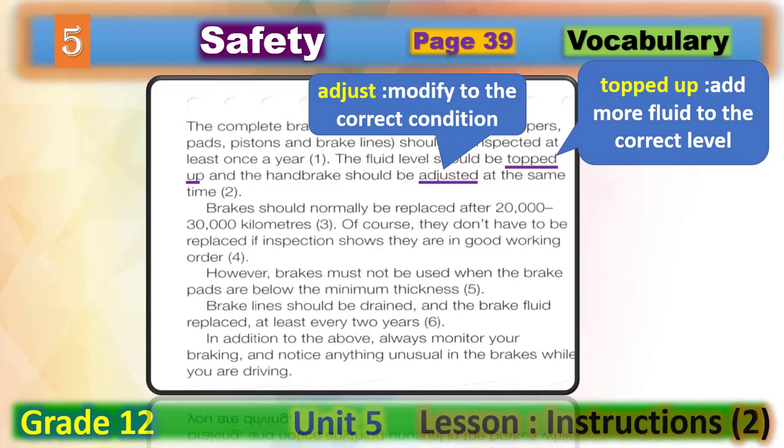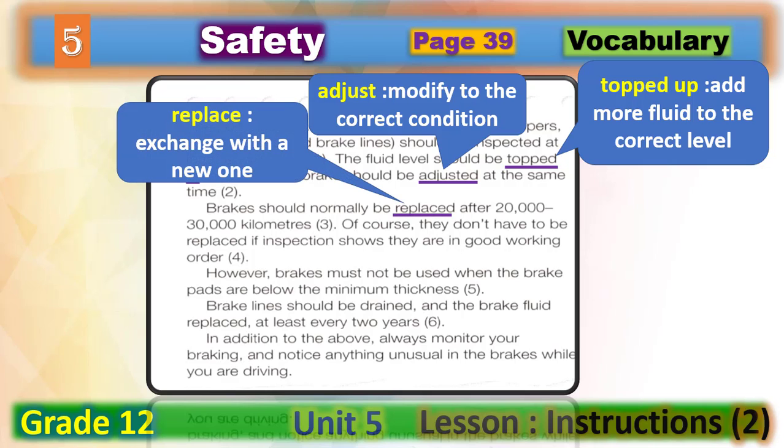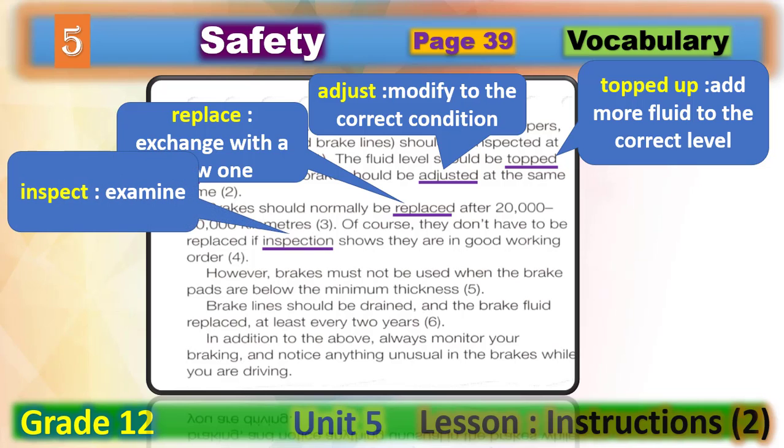Brakes should normally be replaced after 20,000 to 30,000 kilometers. Of course, they don't have to be replaced. Replaced means to exchange with a new one. If you want to replace something, you have to exchange it with a new one. Okay? Inspection. The word inspection. To inspect something means to examine something. Okay?